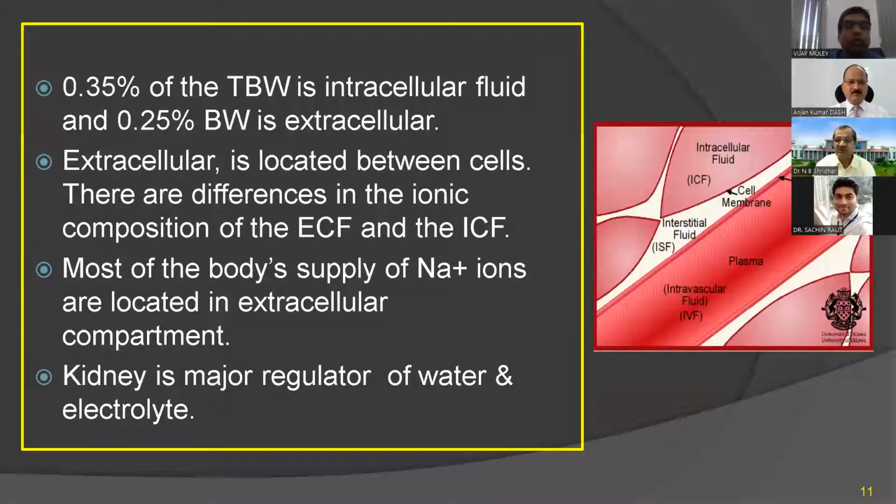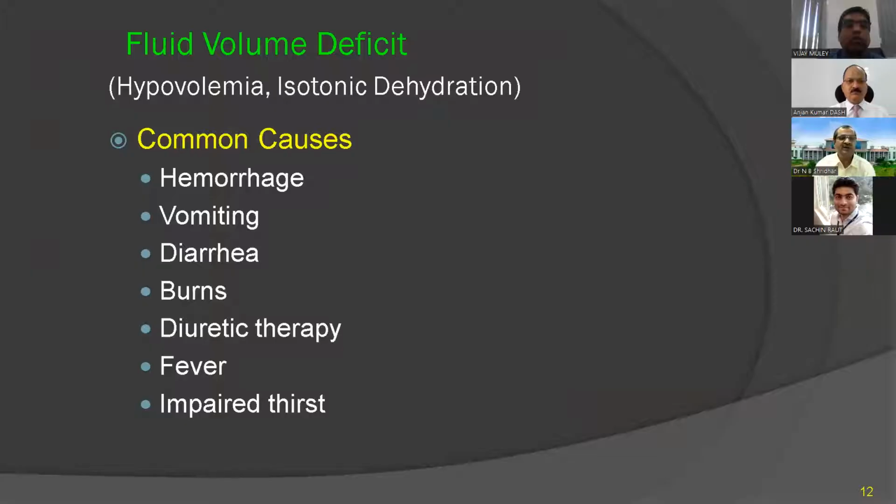Of course, this is one of the most important organs. Whenever there is a kidney problem, then we can see that there is a water and electrolyte deficiency or imbalance. And the fluid volume deficit occurs due to hemorrhage, vomiting, diarrhea, burns, diuretic therapy, fever, and impaired thirst. Of course, vomiting is not so prominent as far as ruminants are concerned. What we can say is regurgitation in the case of ruminants, whereas hemorrhages and diarrhea, and sometimes burns and overdose of diuretics, will cause a lot of impairment, especially fluid and electrolyte impairment.